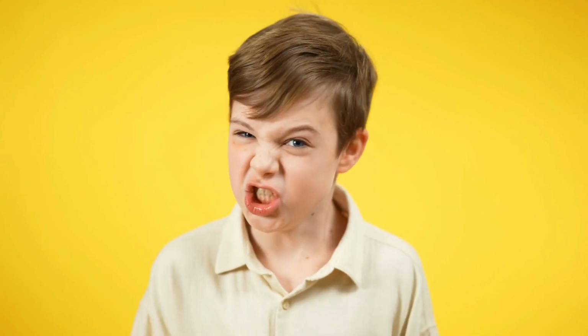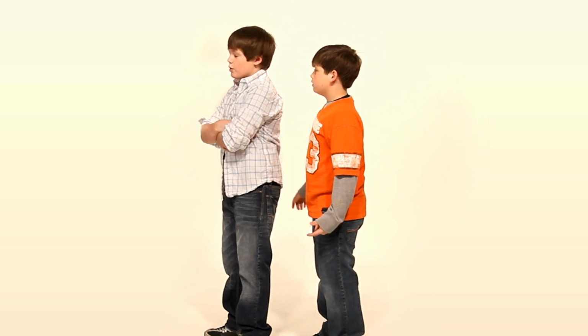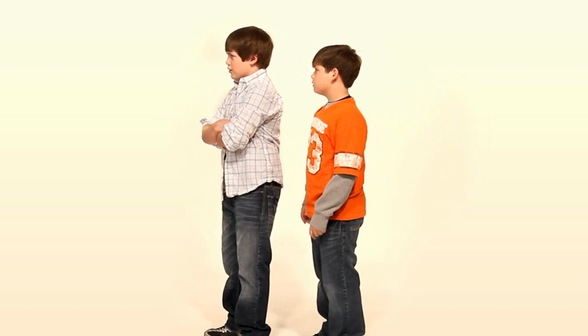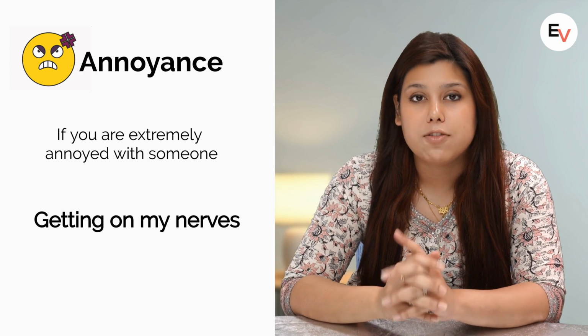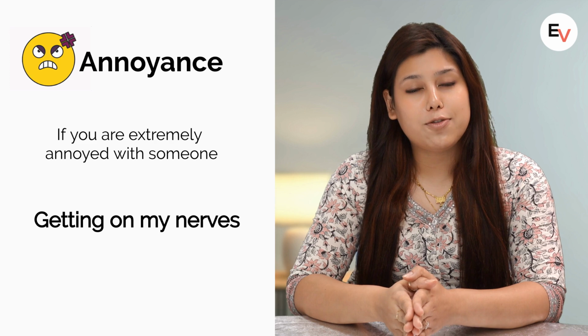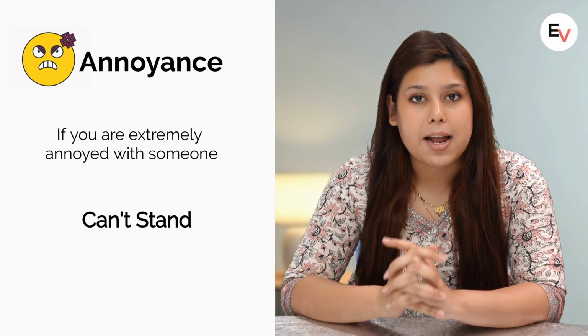Now let's look at the emotion of annoyance. If you are extremely annoyed with someone, you can use the phrase getting on my nerves. For example, his bad behavior is getting on my nerves now. Or you can also use the phrase can't stand. For example, I can't stand his bad behavior.